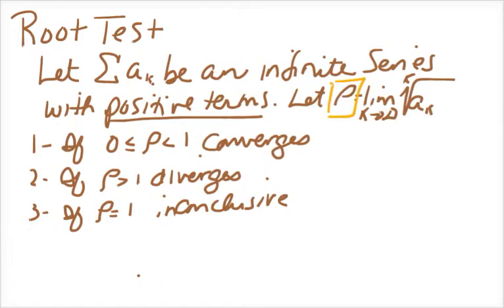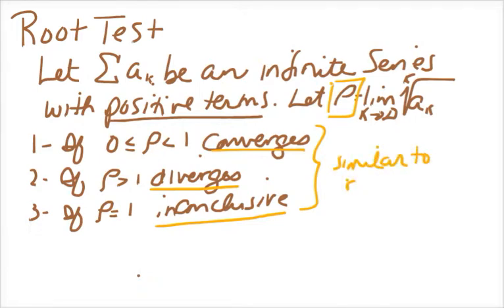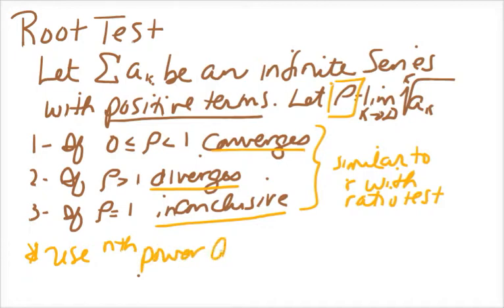So let's look at an example. By the convergence test, if rho is greater than or equal to 0 but less than 1, it converges. If rho is greater than 1, it's going to diverge, and if it equals 1, it's inconclusive. So this is similar to R with the ratio test. We're going to use it when we have the nth power involved in the a_k terms.